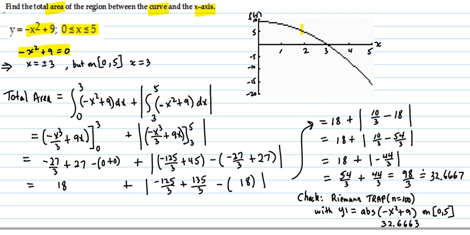So we set the function equal to 0. The solutions are plus or minus 3, but on 0 to 5, we're just talking about x equals 3. So the total area, if you look over here on the picture, we're talking about this area here. The area between the curve and the x-axis, all in here. And also this area in here.